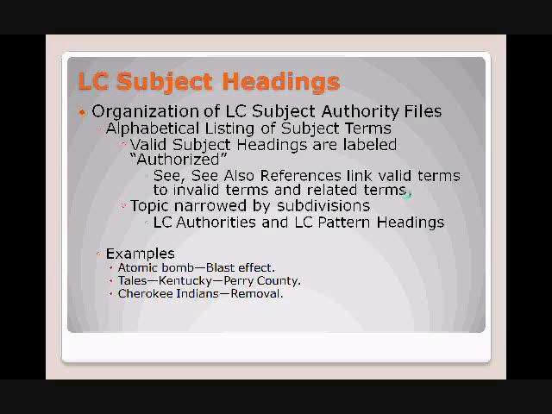And so, for example, if there is a book about the blast effects of atomic bombs in Hiroshima, Japan, you will have a subject heading such as atomic bomb with the main subject heading and blast effect as the subdivision. If you have a book about the folk tales of Perry County, Kentucky, you will have a topical main heading of tales, a geographic subdivision, Kentucky, and then another geographic subdivision, Perry County.